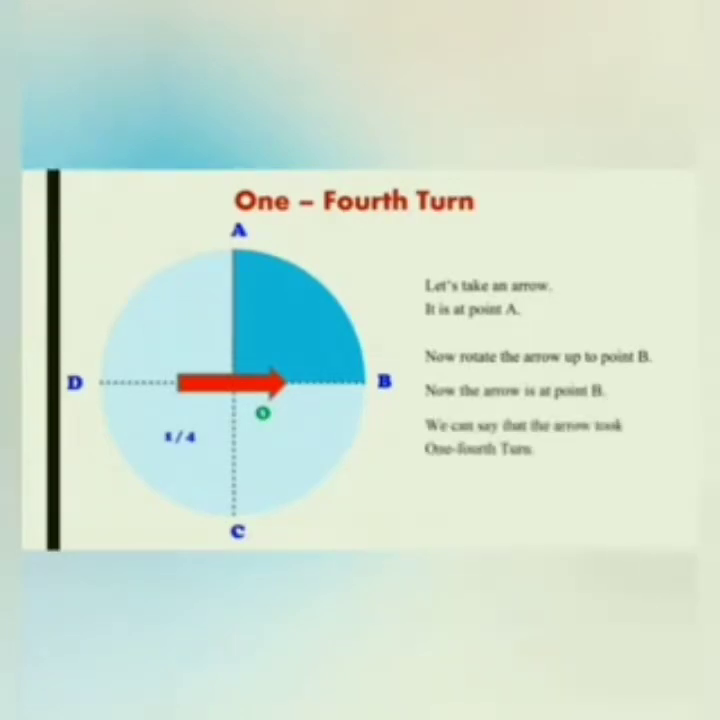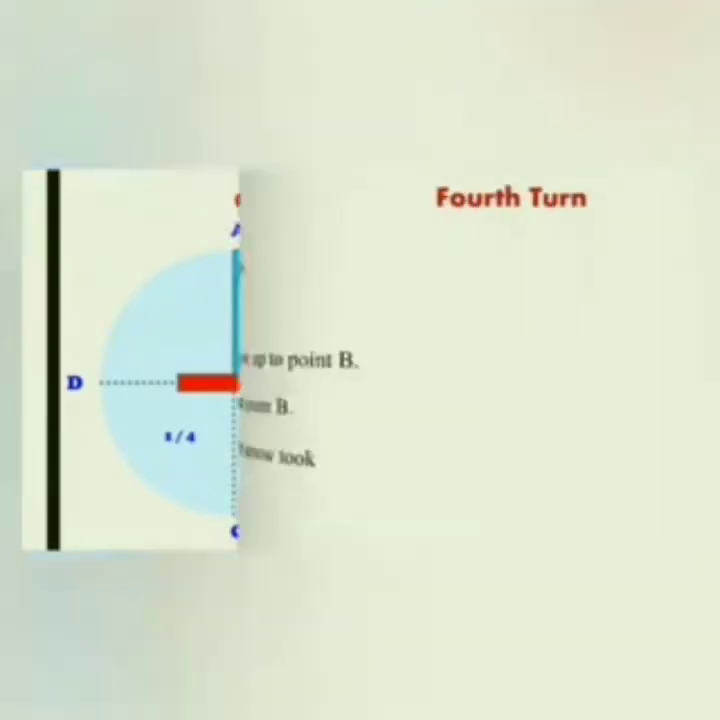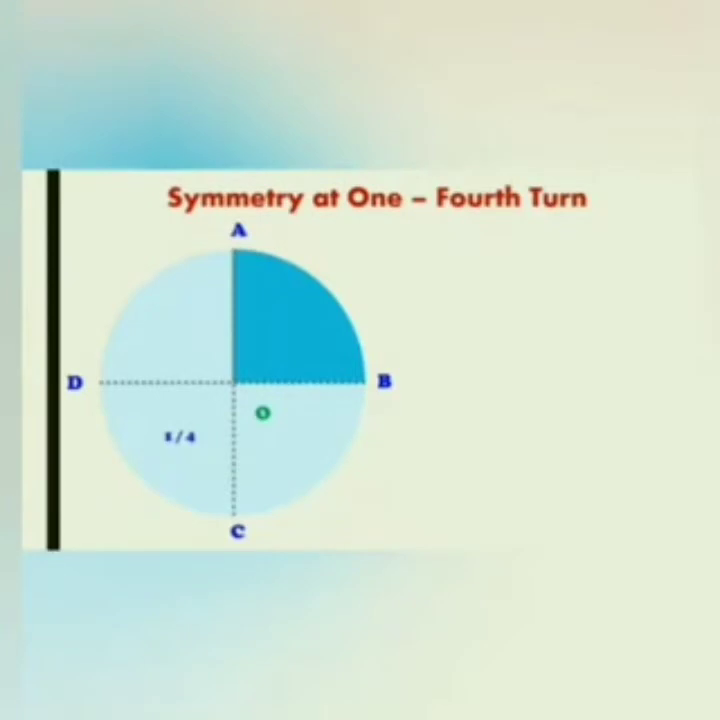We can say that the arrow took 1/4 turn. 1/4 turn means an object that moves 90 degrees. Okay, how many degrees does 1/4 turn mean? It completes 90 degrees. 1/4 turn means rotating an object 90 degrees. So let's check with another example.